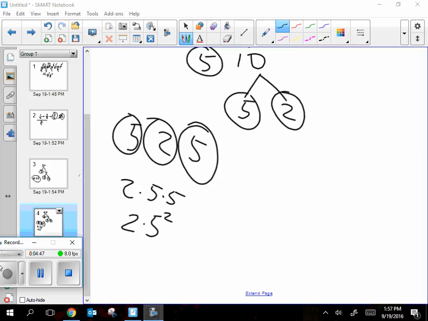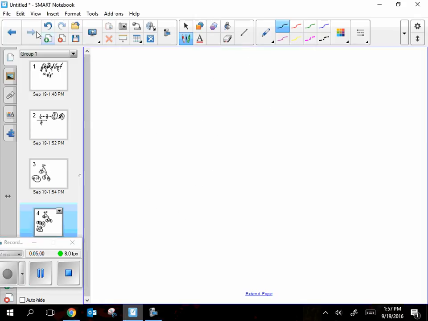2 times 5 squared, because two 5s being multiplied means they're put to a power. Okay. There's your final answer for that one. That's called prime factorization. Since only about half of you actually wrote it all the way out, we're going to try one more like that.